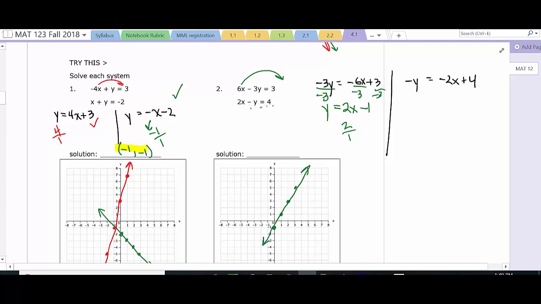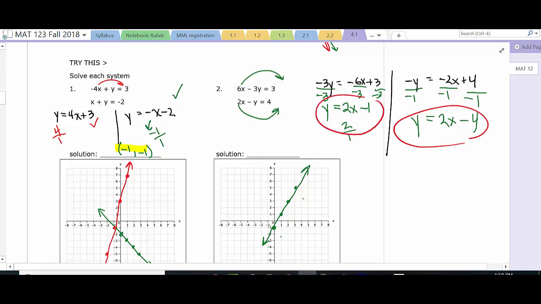Right, the next one, I'm going to move the 2x to the other side, so I get negative y equals negative 2x plus 4. Then I can divide everything by negative 1. So you would get y equals positive 2x minus 4. So if you graphed the second one, the only difference would be you'd have a y-intercept of negative 4. You would still go up 2 over 1, so what happens on this problem? They're parallel, so if you go through and graph those, they don't have a solution.